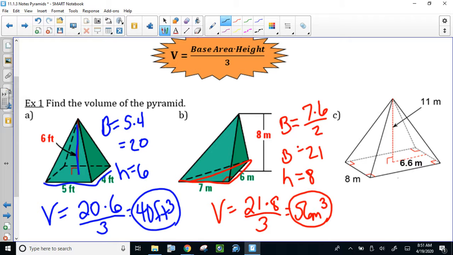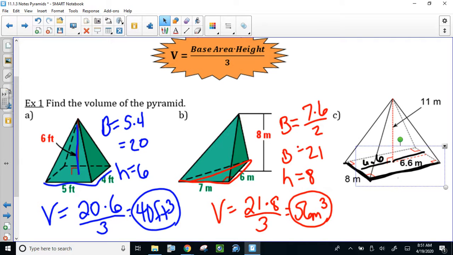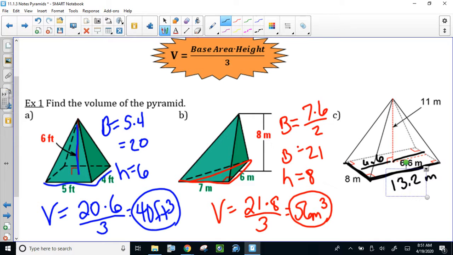And then one more here real quick. This one's kind of drawn funny. They gave us the width of this is 8 meters on that rectangular base, but they don't give us the front edge. They give us the inside is 6.6 meters, which means the other part of this has to be, we're assuming that the height is drawn to the center. It doesn't say it's an oblique pyramid. So the other half would also be 6.6, which means that the entire edge of this is going to be 13.2.